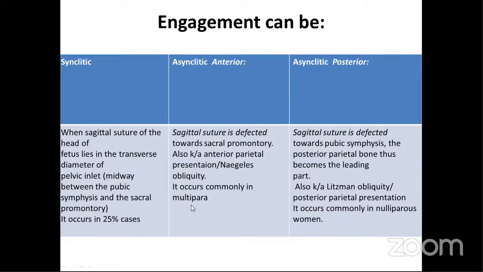It occurs commonly in multipara. The sagittal suture in asynclitic posterior presentation is deflected towards the pubic symphysis. The posterior parietal bone thus becomes the leading part, and it's also called Litzmann's obliquity or posterior parietal presentation, and occurs more commonly in nulliparous women. So these are the important features you have to remember between anterior and posterior asynclitism. Okay.